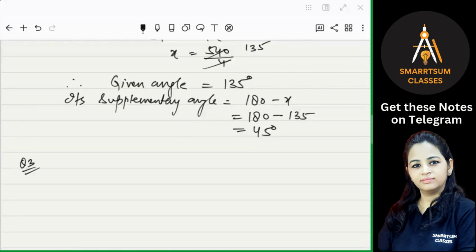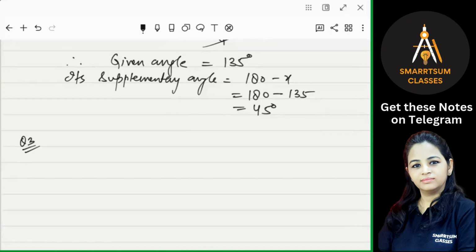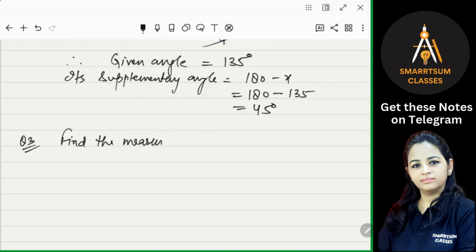Question number 3. Find the measure of an angle which is 36 degrees more than its complement.